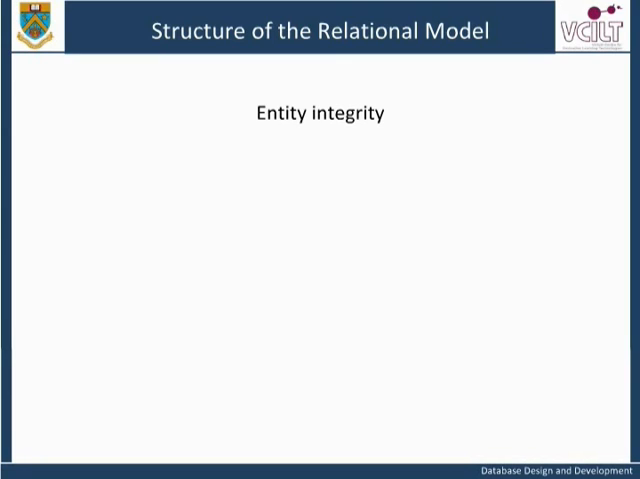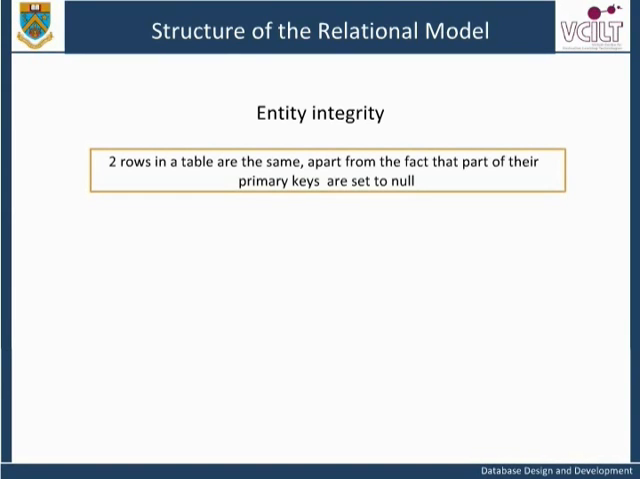Consider, for the moment, the possibility of having null values in primary keys. What would be the consequences for the system? Null values denote the fact that the data item is not currently set to any real value. Imagine, however, that two rows in a table are the same, apart from the fact that part of their primary keys are set to null. An attempt to test whether these two entity instances are the same will find them not equal. But is this really the case?